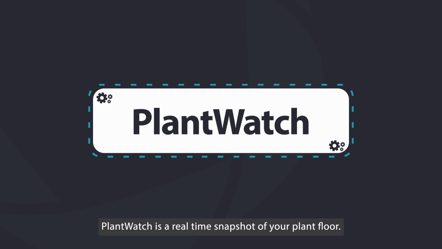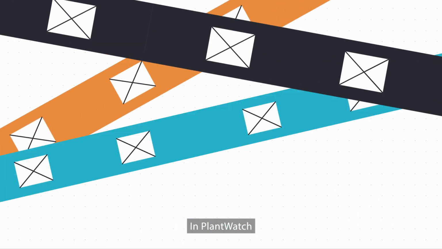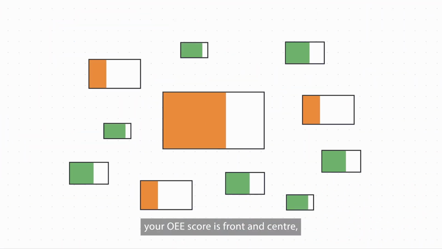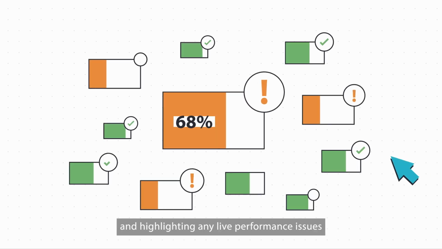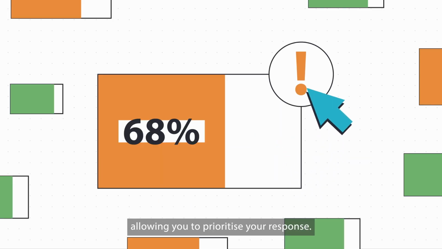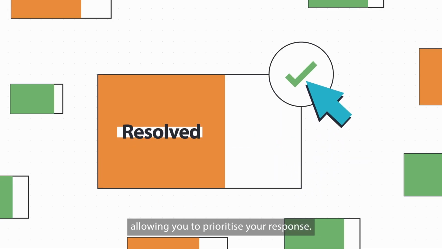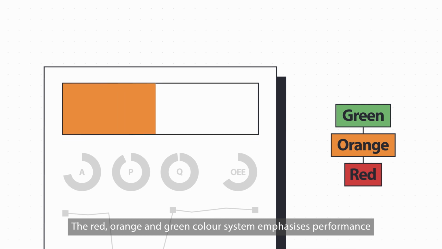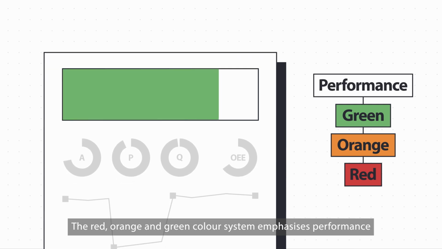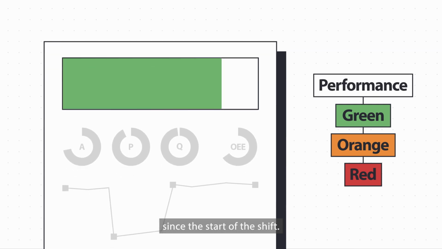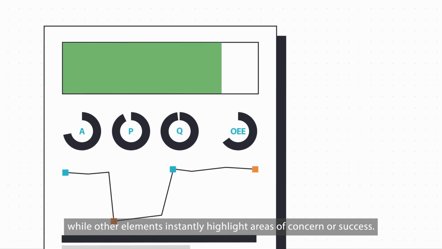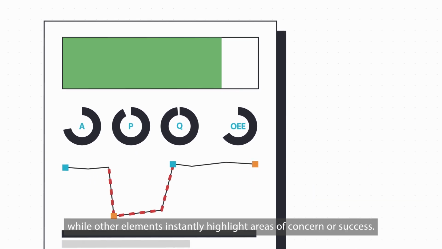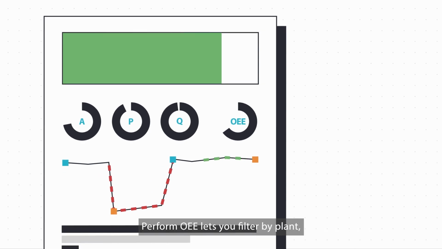PlantWatch is a real-time snapshot of your plant floor. In PlantWatch, your OEE score is front and center, providing instant visibility of current performance and highlighting any live performance issues, allowing you to prioritize your response. The red, orange, and green color system emphasizes performance since the start of the shift. Included are breakouts of your APQ and OEE, while other elements instantly highlight areas of concern or success.